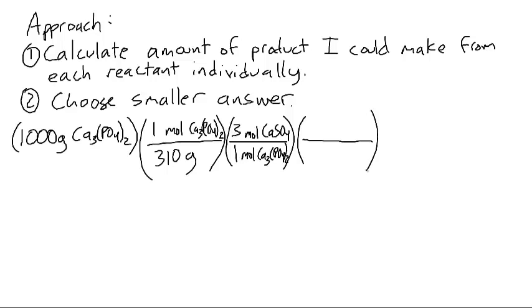Now, I could cut my calculation off there. I could calculate the amount of moles of calcium sulfate I can make from each reactant and then do a final calculation where I convert that back to grams. I like to just convert all the way to the amount of product that I'm asked for from each of my reactants and then choose a smaller one. So my next step would be to turn this into grams.